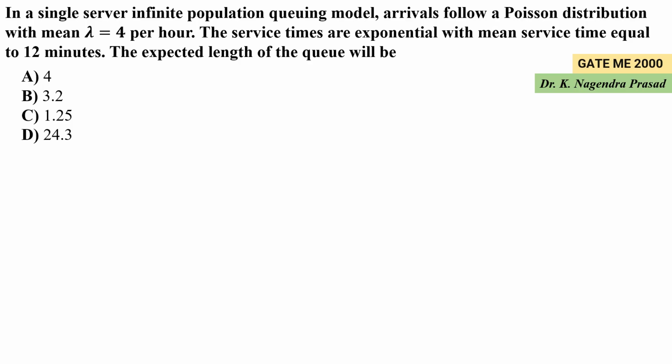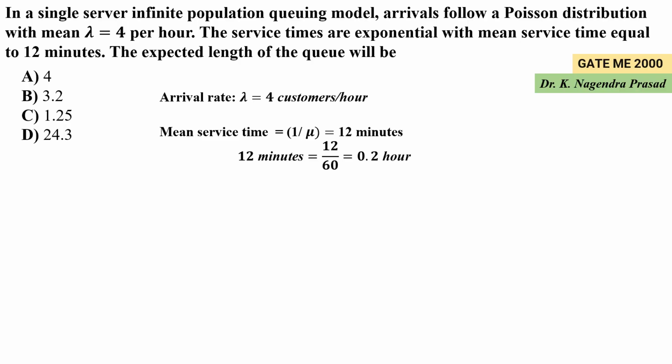So next problem. In a single server infinite population queuing model, arrivals follow a Poisson distribution with mean lambda equal to 4 per hour. So in the data it is given the arrival rate lambda equals 4 customers per hour. Service times are exponential with a mean service time equal to 12 minutes. So here it is given the service time, 1 by mu, equal to 12 minutes. Then we have to convert minutes into hours, which is 0.2 hour. Then mu equals 1 divided by 0.2, which is equal to 5. So 5 customers per hour.